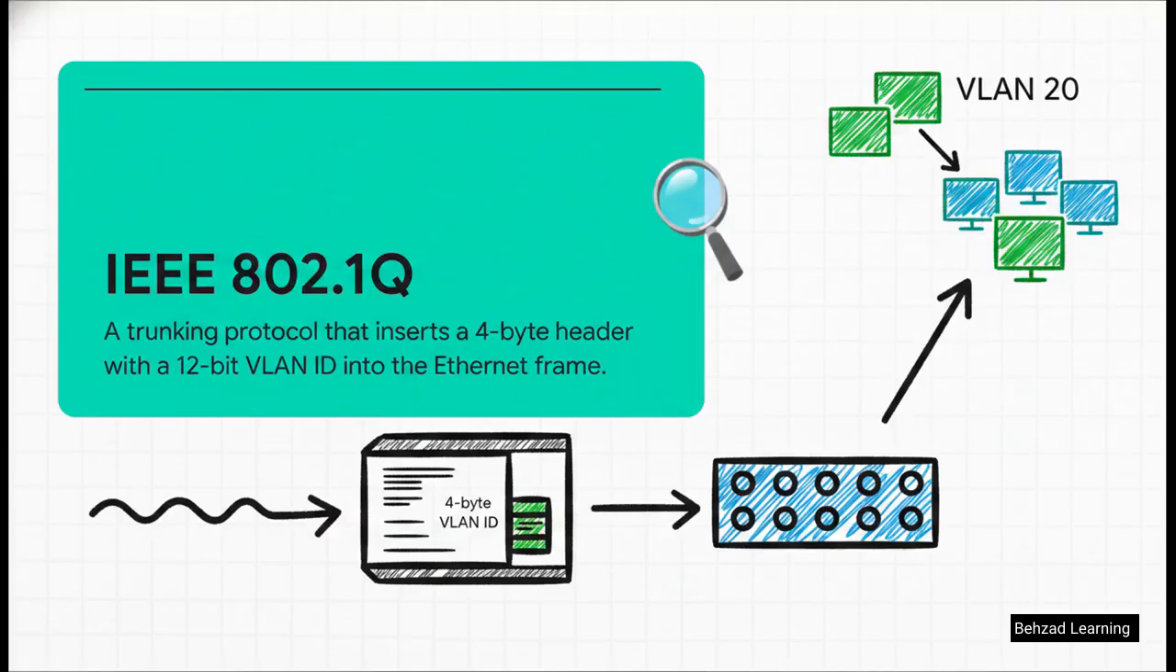Before a switch sends a frame across the trunk link, it forcefully inserts a 4-byte header right into the Ethernet frame. Embedded in that header is a 12-bit VLAN ID. So when the frame arrives on the other side, the receiving switch reads the shipping label, sees okay, VLAN 20, and forwards it only to the ports assigned to VLAN 20.